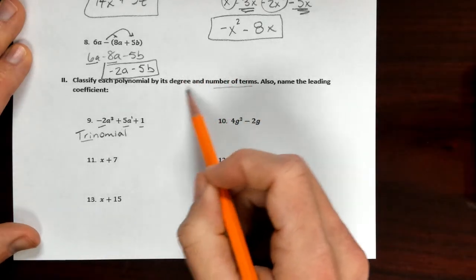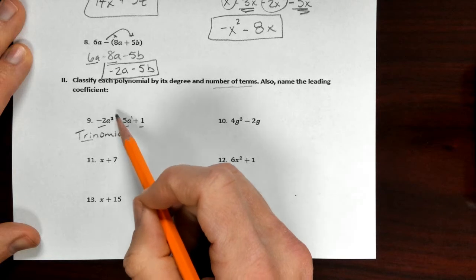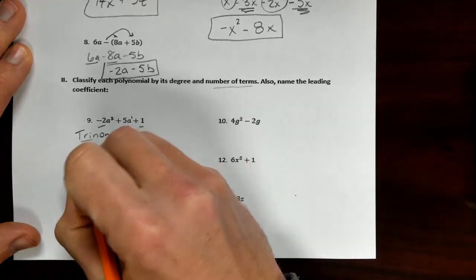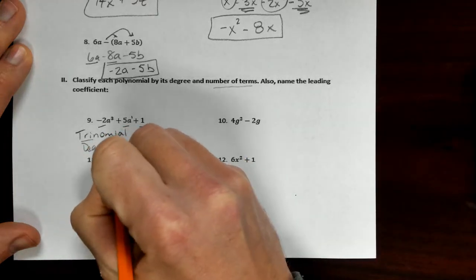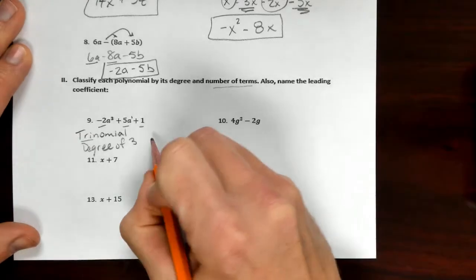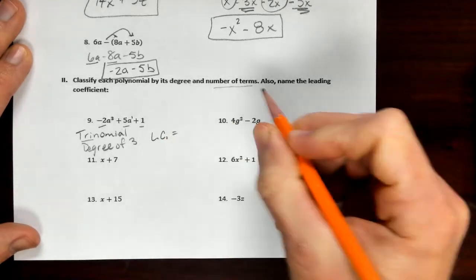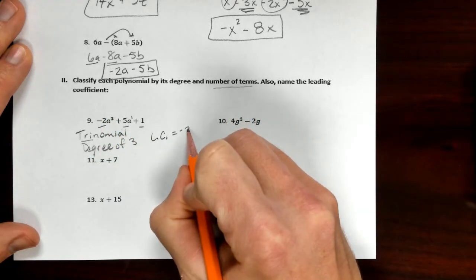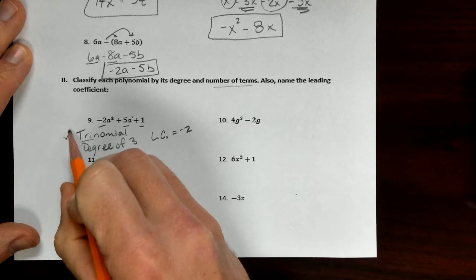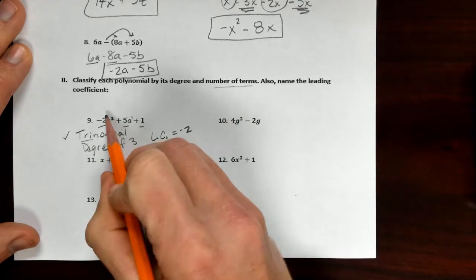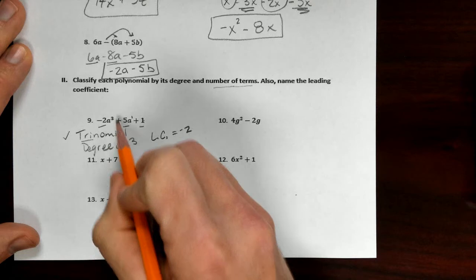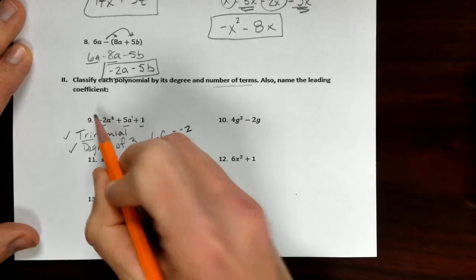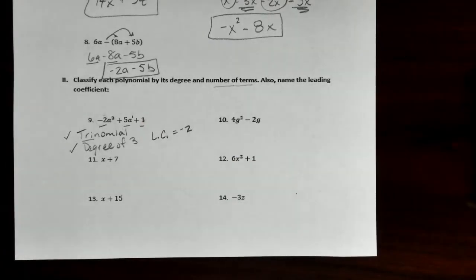And then its degree is the exponent of the biggest variable, right? So this is to the third power, so it has a degree of 3. Now the leading coefficient, I'm just going to say LC, is the number in front of that term. Well, that's a negative 2. So it's a trinomial, number of terms, 3 terms, 1, 2, 3, trinomial. It has a degree of 3. The exponent is to the third power. And then the leading coefficient is the number out in front of that first term, if it is in standard form.